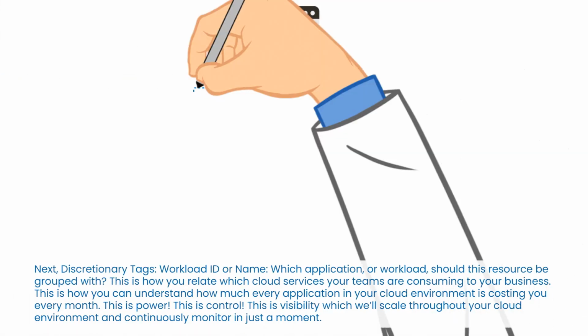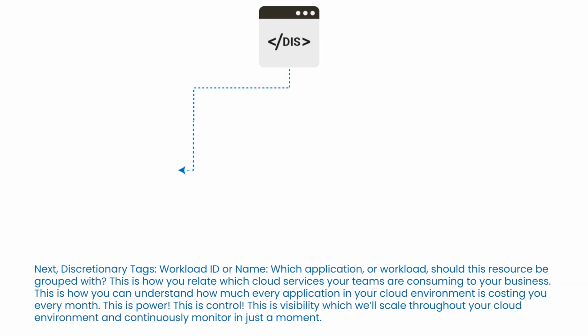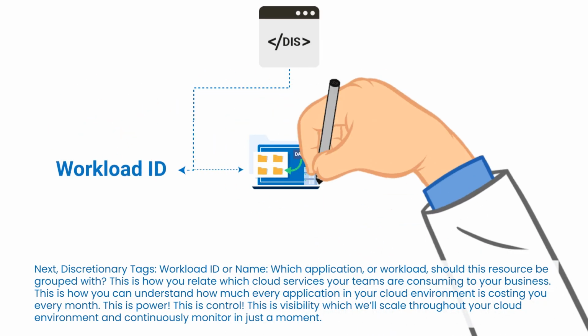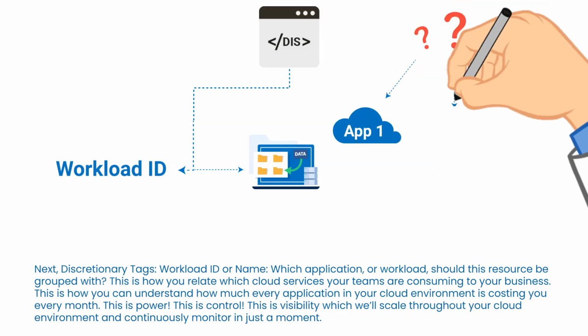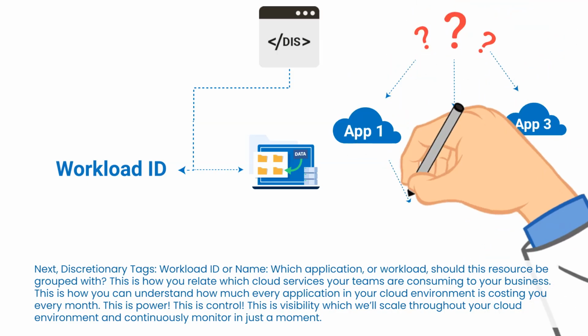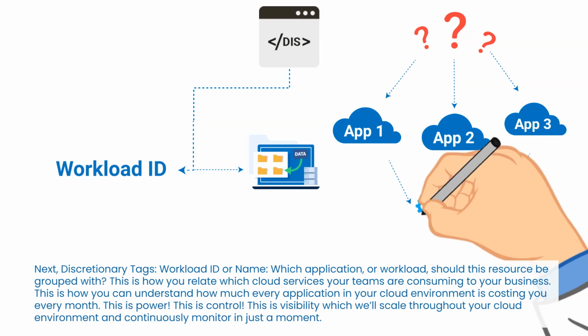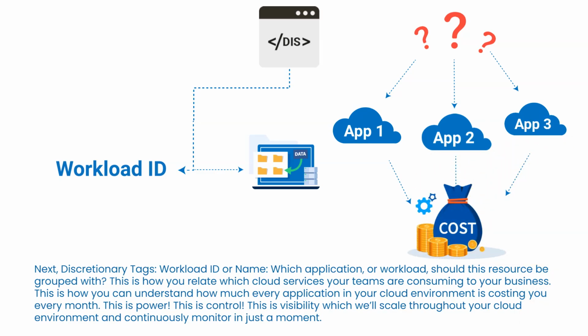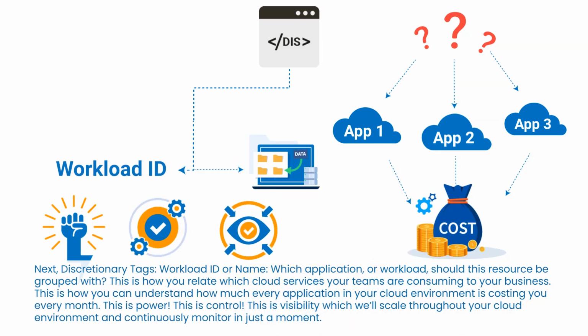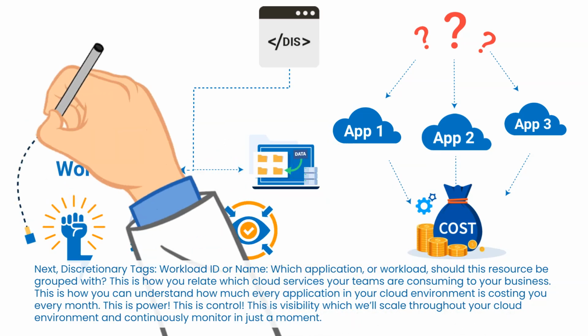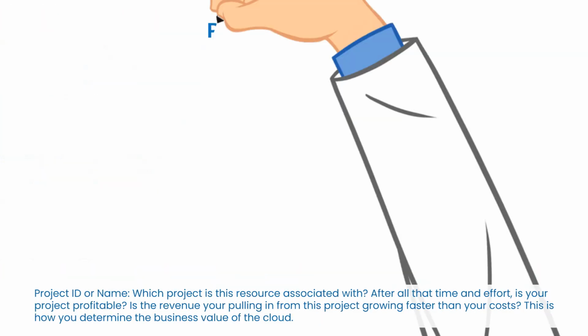Next, discretionary tags. Workload ID or name. Which application or workload should this resource be grouped with? This is how you relate which cloud services your teams are consuming to your business. This is how you can understand how much every application in your cloud environment is costing you every month. This is power. This is control. This is visibility, which will scale throughout your cloud environment and continuously monitor in just a moment.